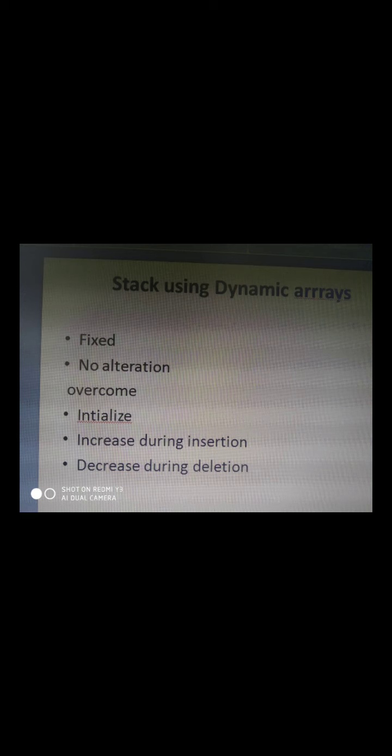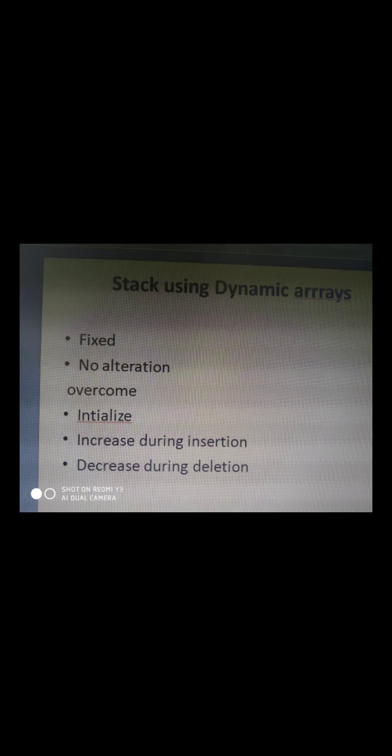So in the dynamic array, what happens? When you create the stack, you select some size, either a minimal size or some amount like 5. If I want to insert an element, first I check the size. If the size is full, if all 5 element locations are occupied and I want to enter the 6th element, at that time I reallocate the memory.